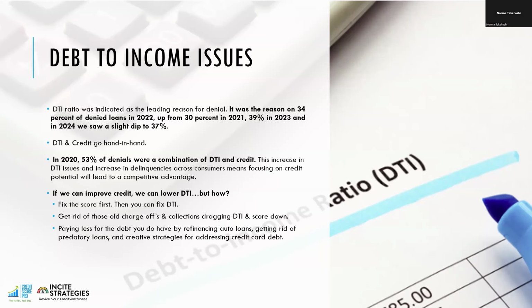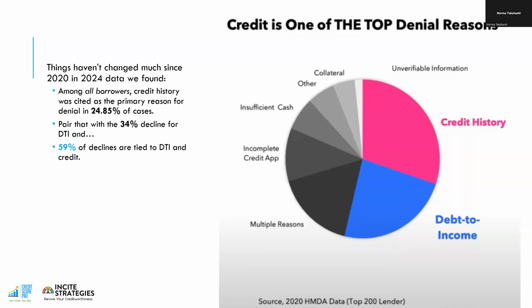And if we look at DTI and credit combined in 2020, 53% of declines were debt to income and credit combined. Now, this is the image of 2020 here on the right of the denials, but now we're up to 59% as of 2024 data. We're still in 2025 now, so we'll get that data soon as we close out the year. But as of 2024, 59% of declines were tied to both debt to income ratio and credit. So it's becoming a bigger reason we're seeing people not be approved.